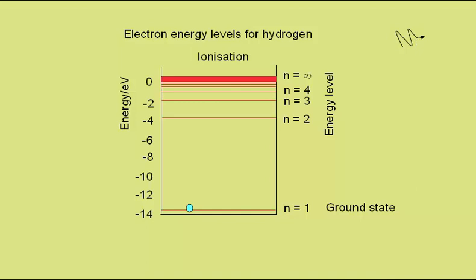It doesn't necessarily have to drop straight to the n=1 energy level. For example, it could go down to the n=3 energy level, emitting a photon, then down to the n=2 energy level, emitting another photon, and finally down to the n=1 or ground state, emitting a further photon. Other combinations are also possible. For example, it could go from n=4 to n=2, and then down to n=1, and so on.